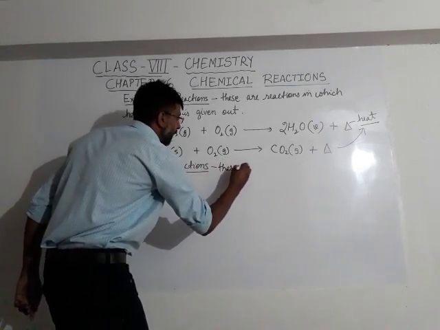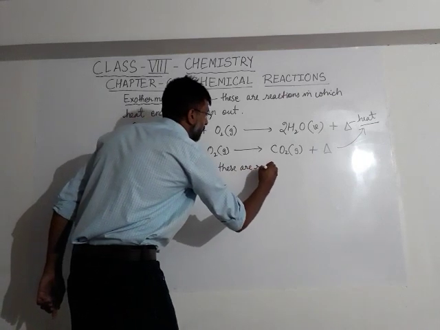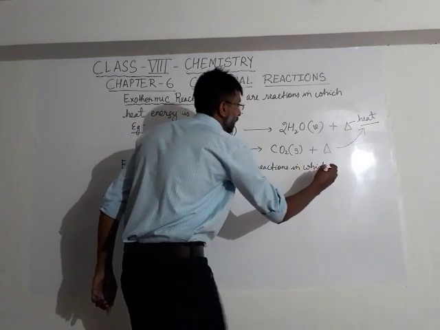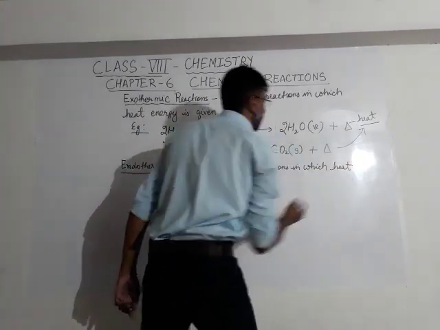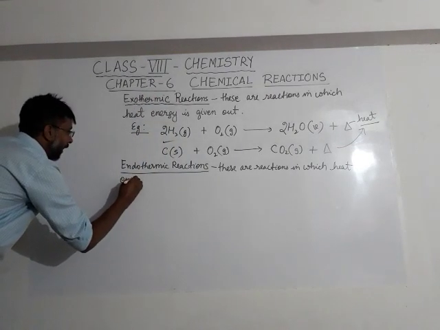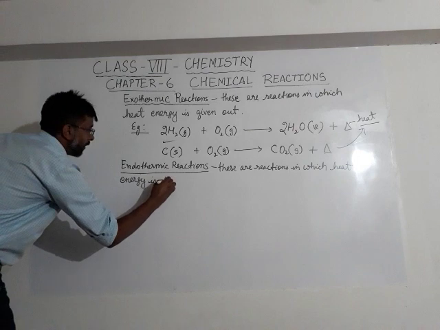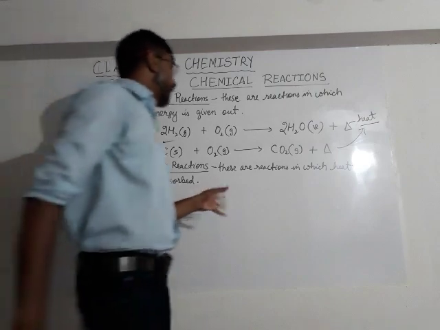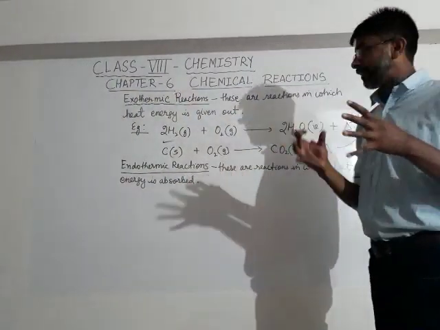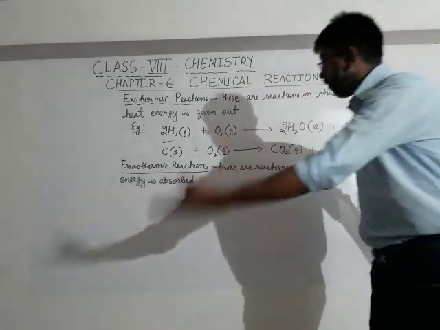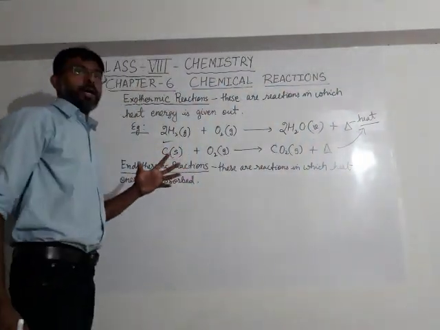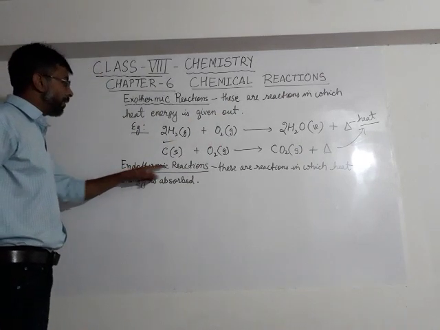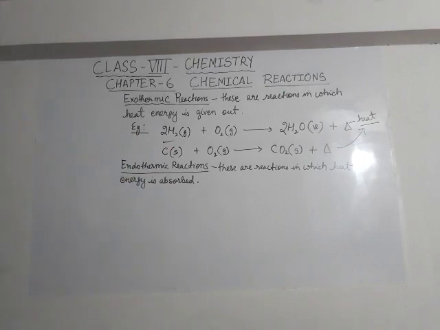These are reactions in which heat energy is absorbed. Heat energy is absorbed. So here, when two reactants are brought close enough and they happen to react, then products are formed. But for the product to be formed, when heat energy is absorbed by the reactants, then the reaction is called endothermic reaction. I want to give you two examples only for this also.